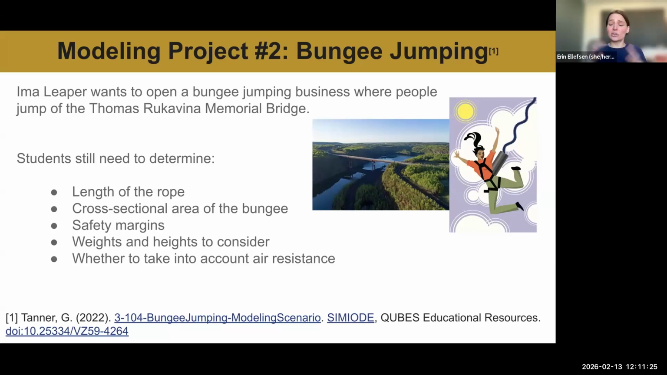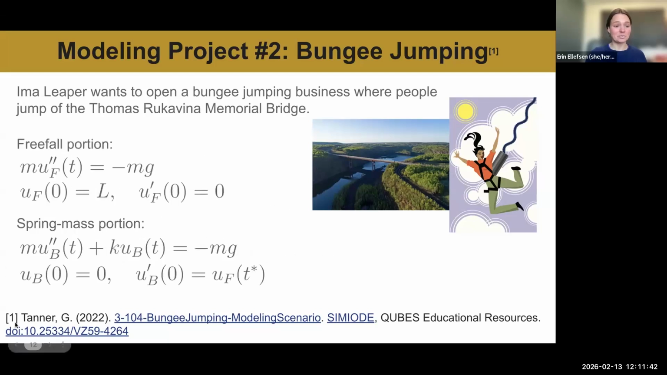So the scope is really narrow, which makes interacting with some of these decisions a little bit easier because they don't have to come up with a new differential equation. They've seen it before, but they do have to make some of these decisions that they're not used to making.